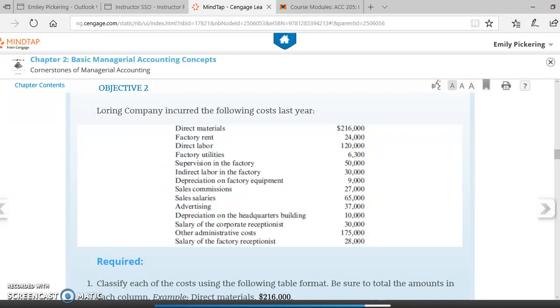And then salary of the factory receptionist. Because it has to do with the factory, that is going to be manufacturing overhead, and that's going to be a product cost.